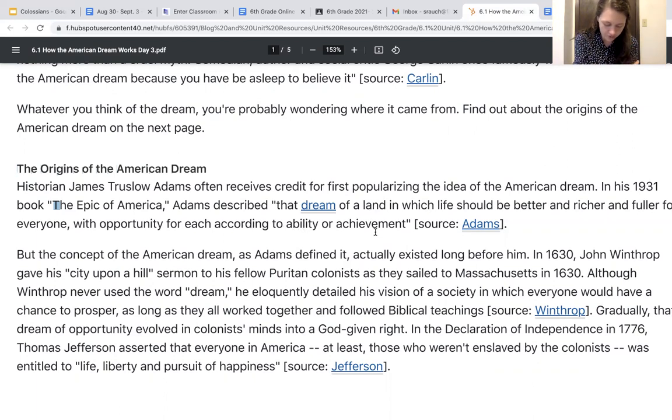When the article said that James Truslow Adams described a dream of better, richer, fuller life for everyone, I'm thinking that's important because it tells me that his idea of the American dream is that everyone has an opportunity for a better, fuller, and richer life. So we're going to go ahead and add his words to our chart.